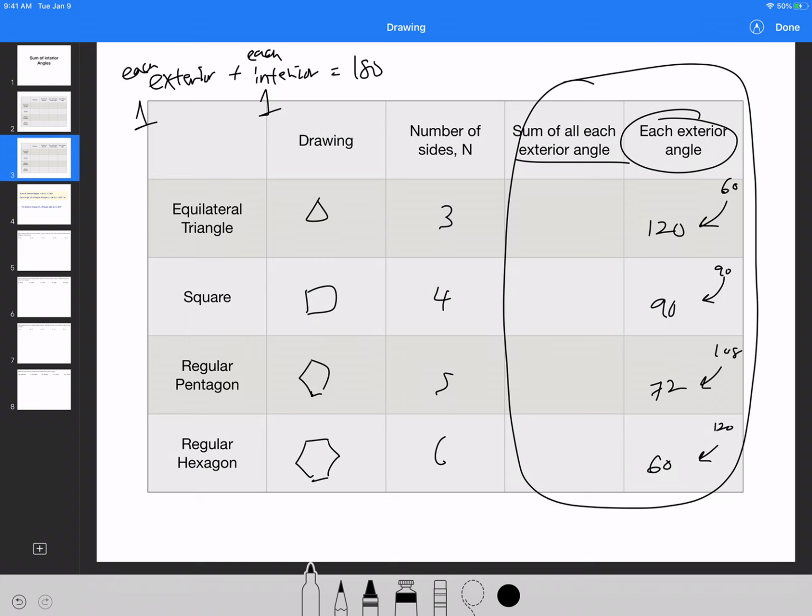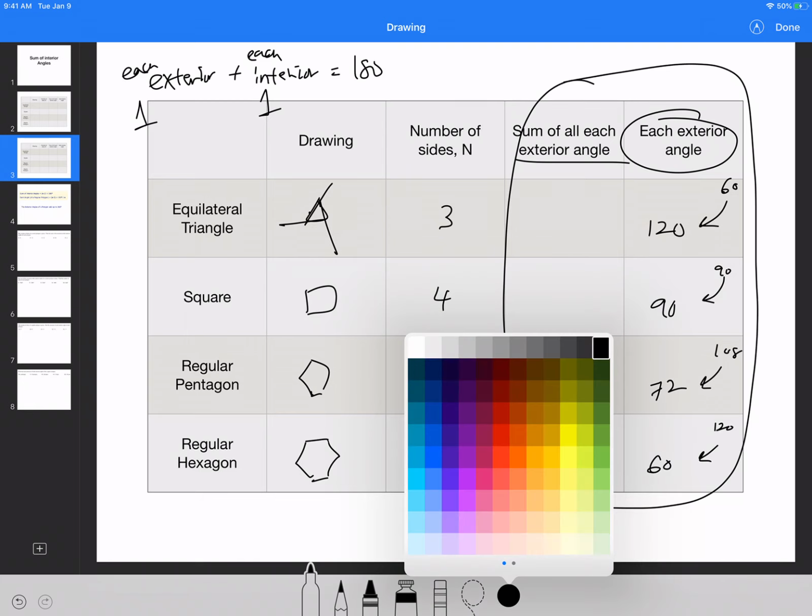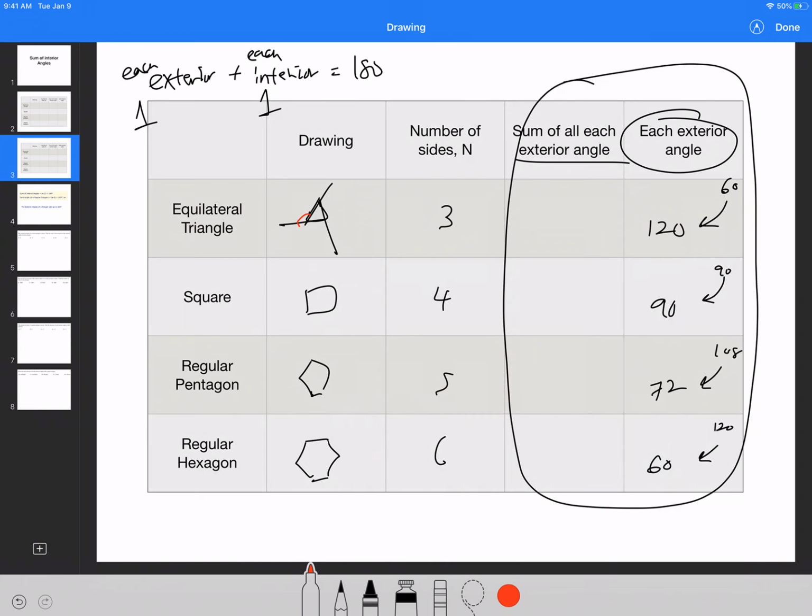Just like the drawing I gave you before, all of these angles are marked in red. That's 120, 120, and 120. And if you do it this way, that's 90, 90, 90, 90. And so you get the idea. The exterior angle is basically the angle that's outside of the polygon.